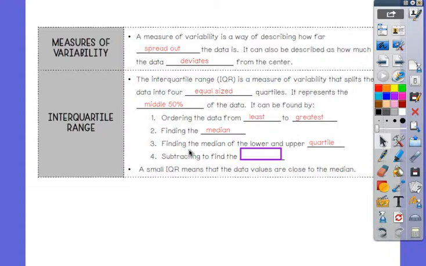Then to find the interquartile range, to find a range, you subtract, like the range in my highest game and lowest game, you would subtract that. So, subtracting to find the IQR, the interquartile range. You will notice on the sheet you picked up yesterday, these steps are listed there for quick reference. If your IQR is small, that means your data values are closer to the median.